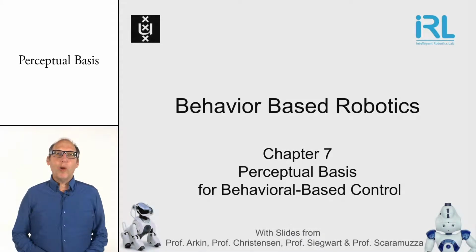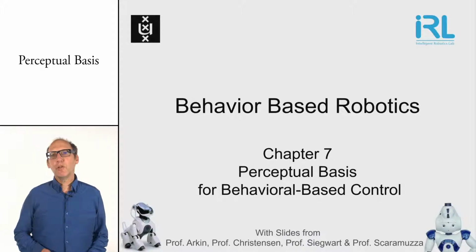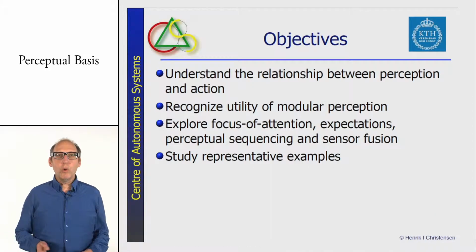Okay, welcome back to Chapter 7 of Behavior-Based Robotics. We're going back to the basis of behaviors, the perceptual basis. So what we try to learn today is instead the relation between perception and action, and what we already learned, that for behavior-based robotics that's a quite tight connection.